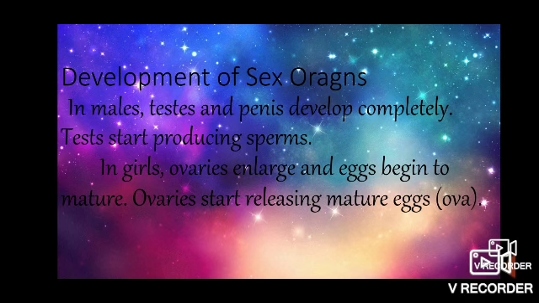Let's have a look at the fourth change, that is development of sex organs. This is part one; in part two and part three, you will learn about the development of sex organs and other things, so this is in brief. In males, testes and penis develop completely, and testes start producing sperms. In girls, ovaries enlarge and eggs begin to mature. Ovaries start releasing mature eggs, whereas in boys, sperms are released. If the ovum is fertilized, pregnancy occurs. So right now, just understand that testes and penis develop completely in males and sperms are produced, whereas in girls ovaries enlarge, eggs begin to mature, and ovaries start releasing mature eggs.